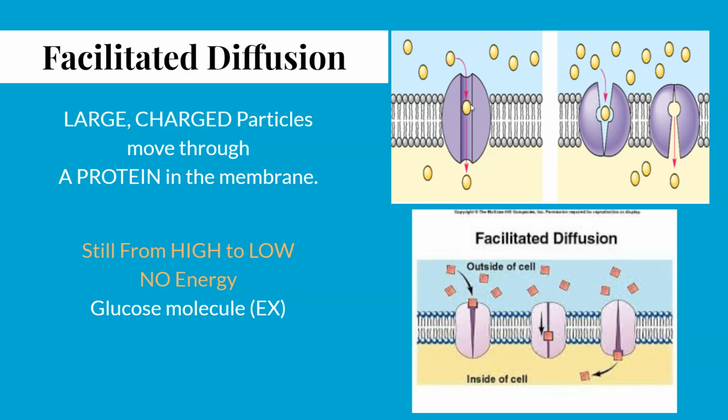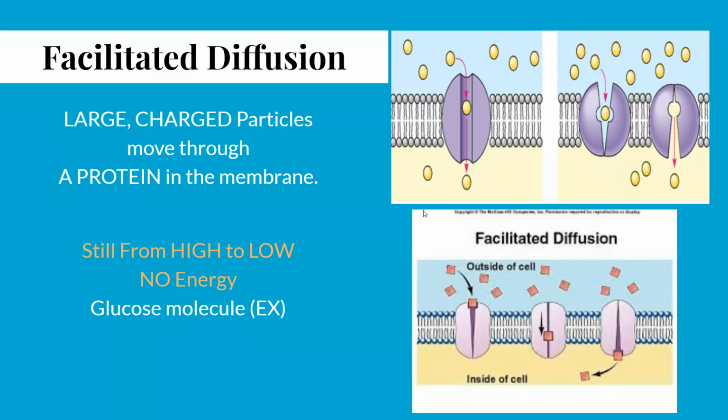Now these particles can't fit through the membrane. They just can't squeeze through. So instead, they go through a protein that allows them passageway through the membrane. So those proteins that are stuck in the membrane, they help us transport things from high concentration to low concentration. So these proteins don't actually use energy. They're just like slides that we can use to slide down into the cell.